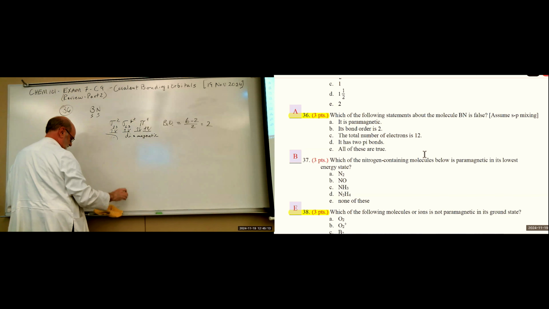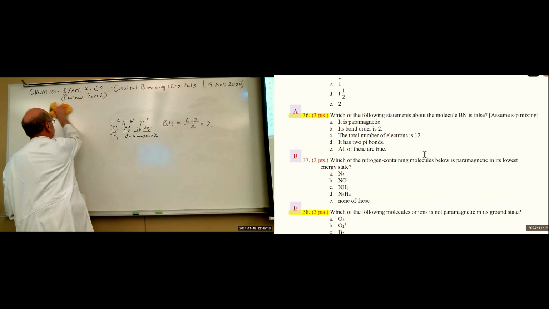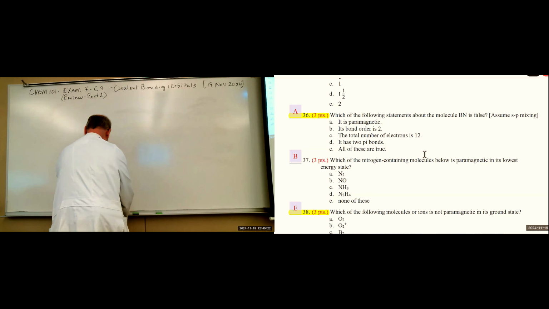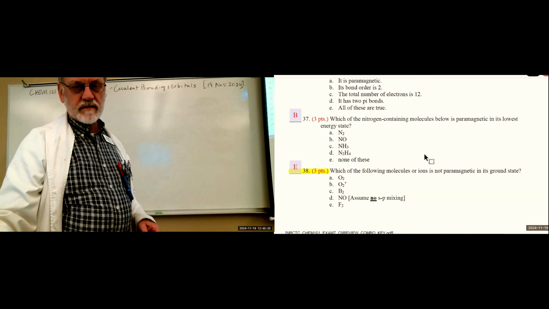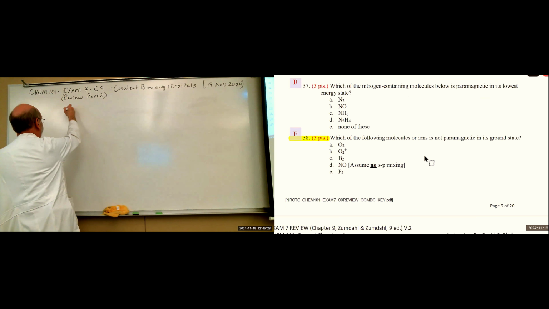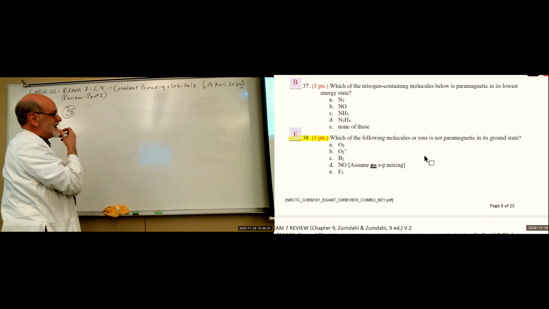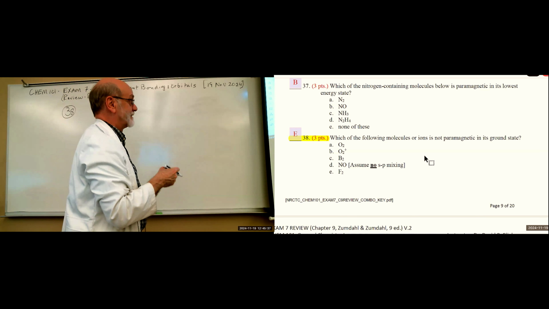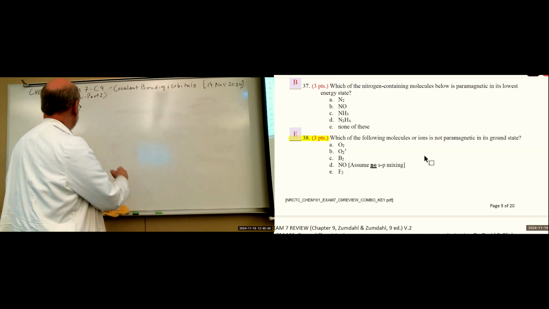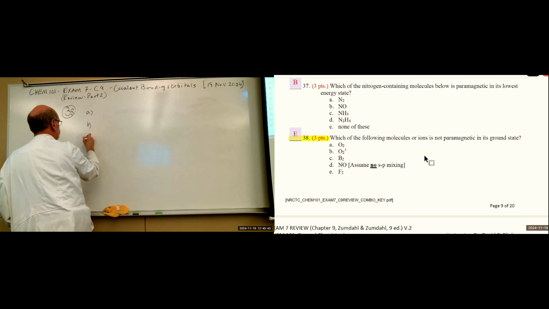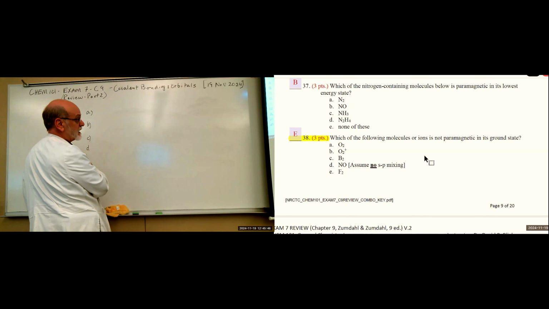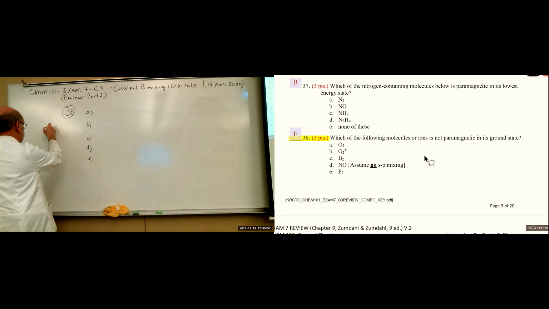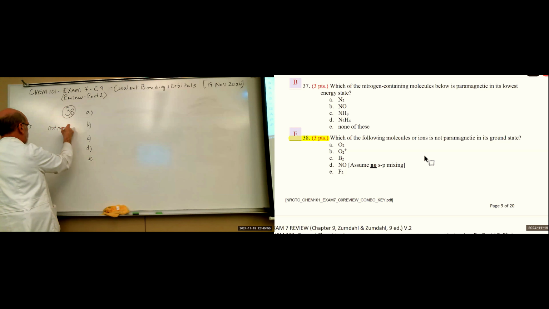Let's do this. That'll leave a cleaner surface. All right, 38. Which of the following molecules or ions is not paramagnetic in its ground state? I should have left some of those up there already. B, C, D, and E. So we're looking for not paramagnetic.